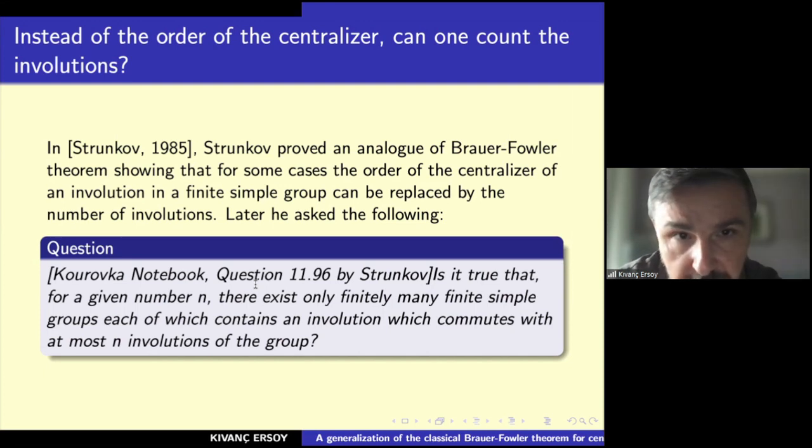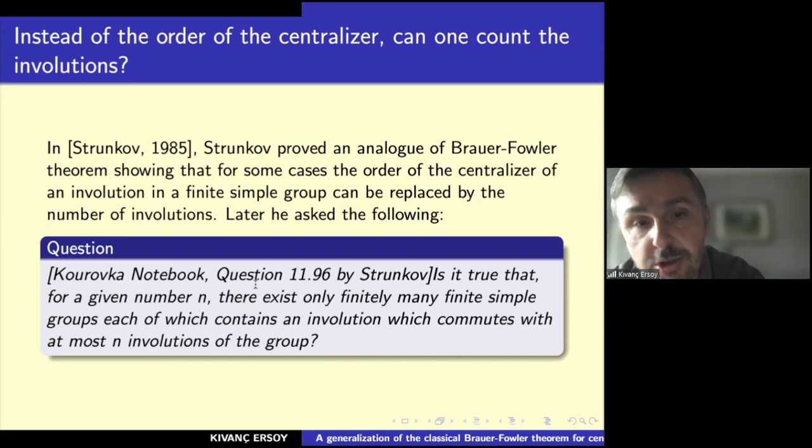The condition he uses is a little bit technical. I don't want to report that, but he later asked a general version of this question, and it was published in the Kourovka Notebook, 11th edition. Is it true that for a given number n, there are only finitely many finite simple groups, each of which contains an involution which commutes with at most n involutions of the group?